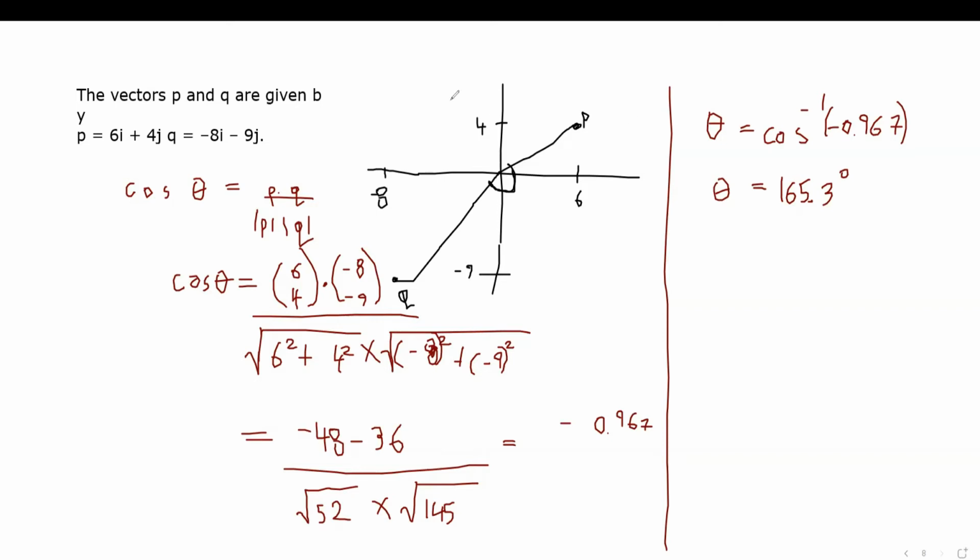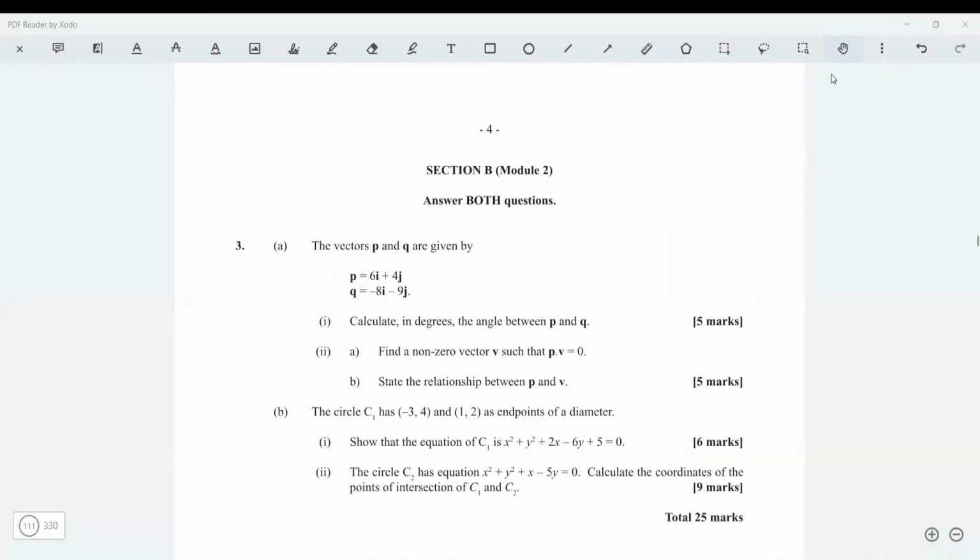By the way, guys, you can't just write theta equals 165.3. They're not going to give you your full marks. They don't know where this theta comes from, so you have to give them a statement: the angle between P and Q is, then give them the answer you get, 165.3 degrees.